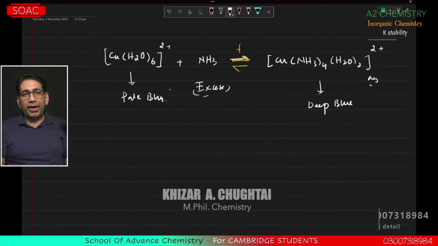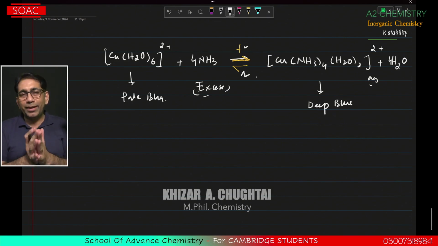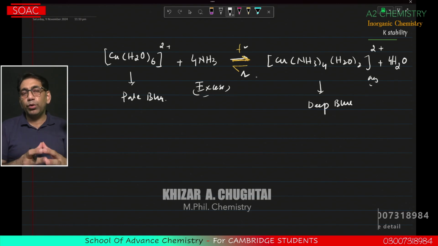This overall reaction is known as a ligand exchange reaction, and here is its balanced overall equation. Initially there is the forward reaction, then after some time there is the reverse reaction. A stage will come when the rate of forward reaction is equal to the rate of reverse reaction. At this stage, the reaction is complete, and we see the color has changed to deep blue.